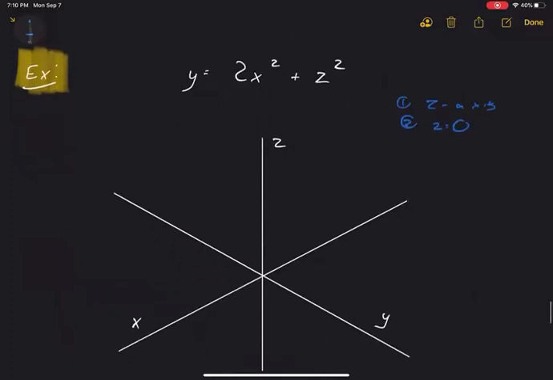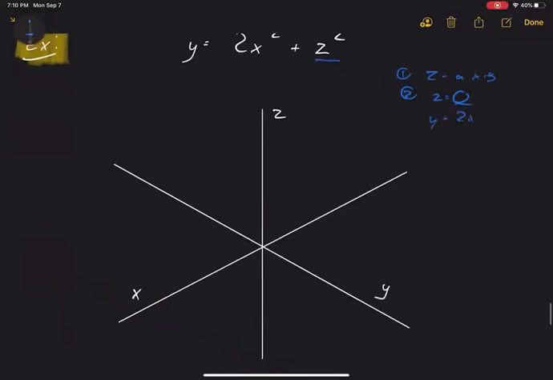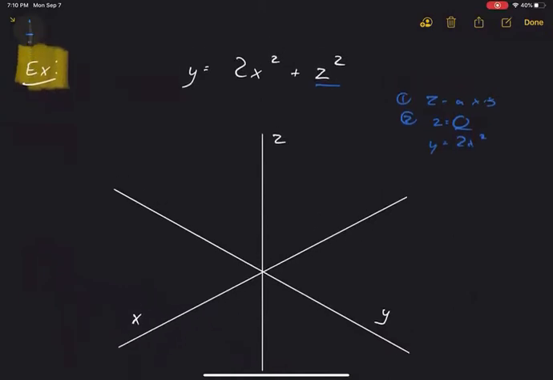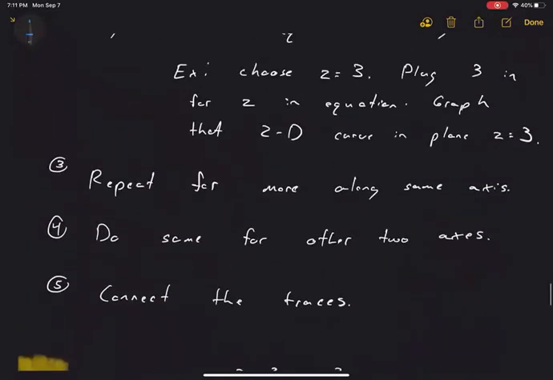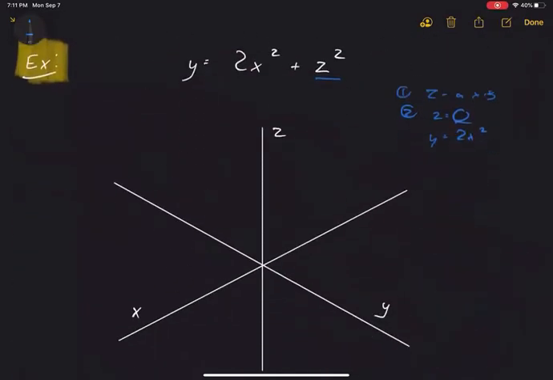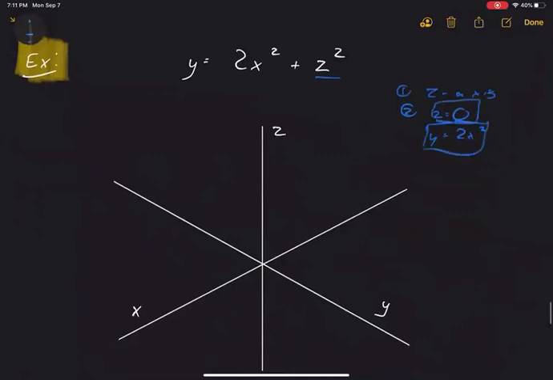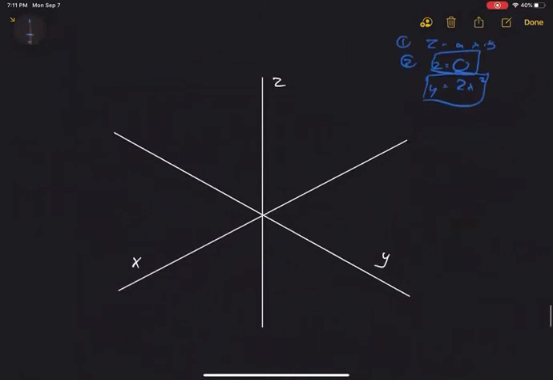Then we plug this 0 in for the z's in my equation. So my equation becomes y equals 2x squared plus 0, so just y equals 2x squared. Now I'm going to graph this equation in the plane z equals 0. What is the graph of y equals 2x squared? That would be a parabola, and it would look something like this. And I would keep going.